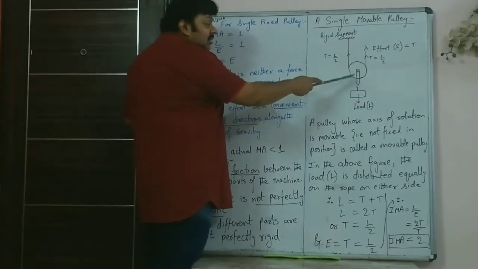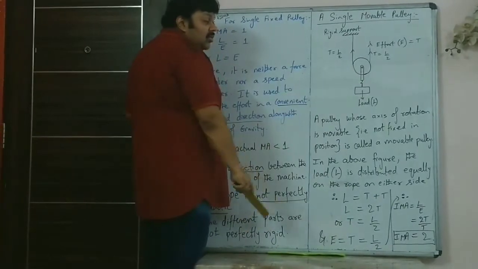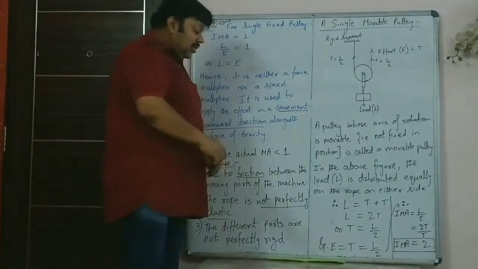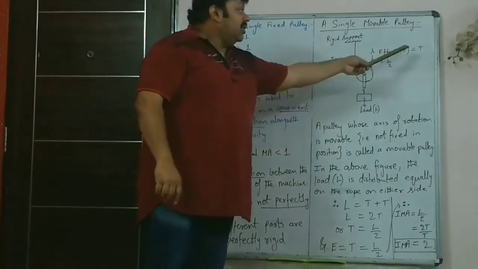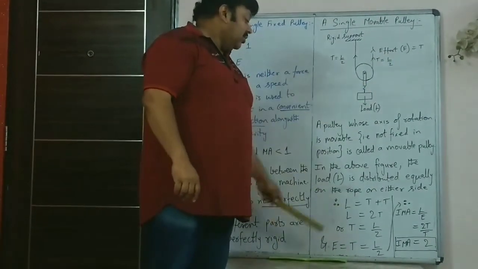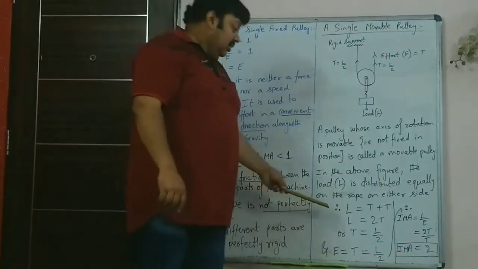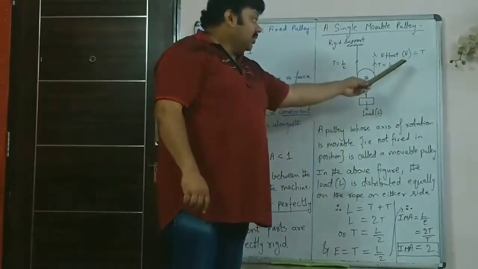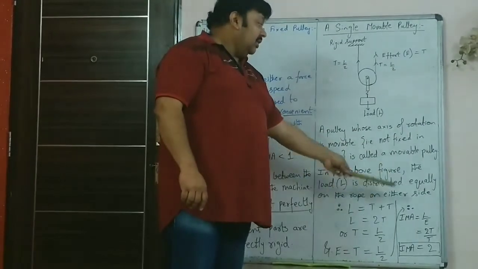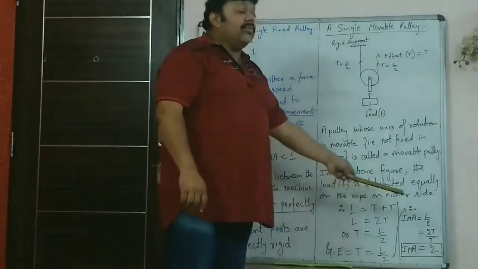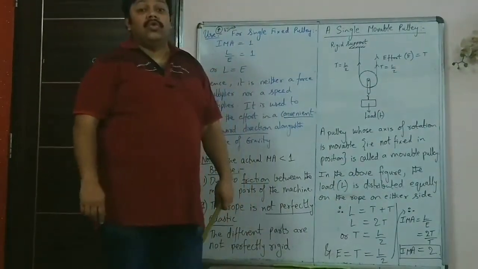Rigid support, axle, this is the single movable pulley system. So in this case, because the effort is equal to tension, that is L by 2, you have ideal mechanical advantage as load upon effort. Your load is 2T and effort is T. So that is why your ideal MA has increased, it has become 2.